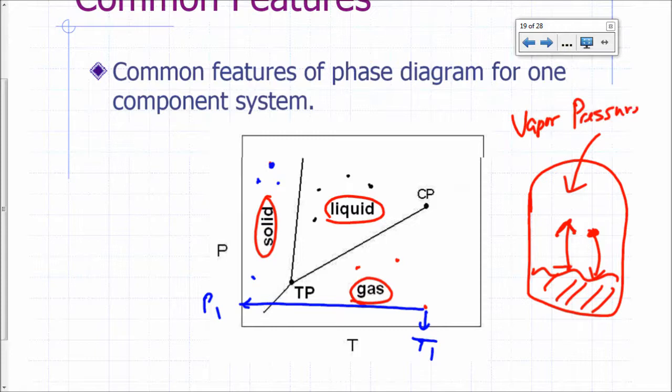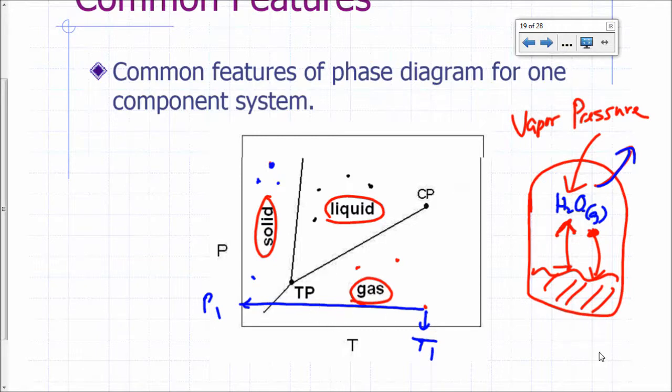Now let's imagine removing everything else outside of this container so that the only thing you have here is water vapor. Now at room temperature, you will find that the vapor pressure, the pressure of water vapor inside this container, is going to be about 23.8 torr. That's the vapor pressure at room temperature, 298 Kelvin. All right, so let's see where that would be on this diagram.